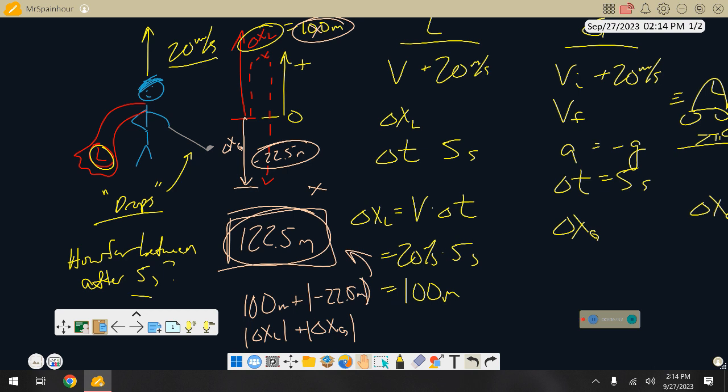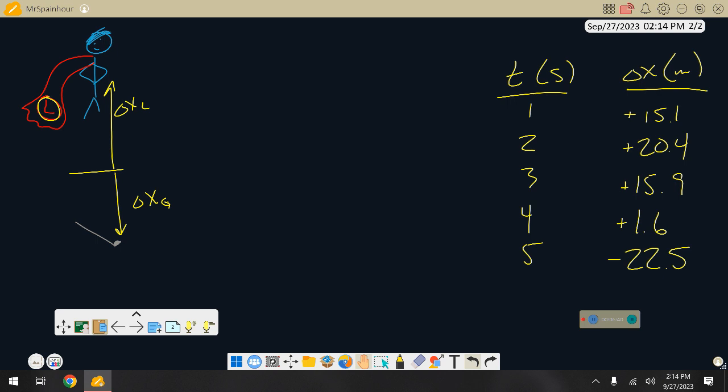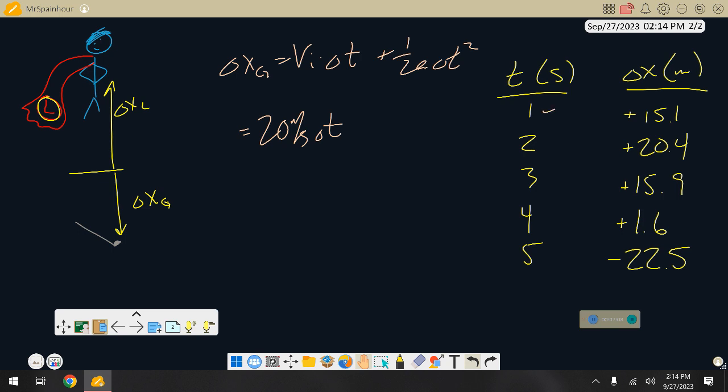I do want to show you one more thing. Over here on the right side, using this equation for the golf club, I don't know why I put a G there, the displacement of the golf club is vi times delta t plus 1/2 a delta t squared. One thing I did want to show you is what some of these answers actually are over time. I'm going to plug in the same numbers. The initial velocity is 20, but time is going to change: 1, 2, 3, 4, and 5 seconds, plus 1/2 times negative g times time squared. The answers are over there on the right side. I've already done the calculation for you.